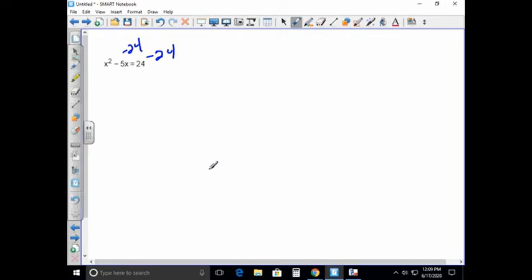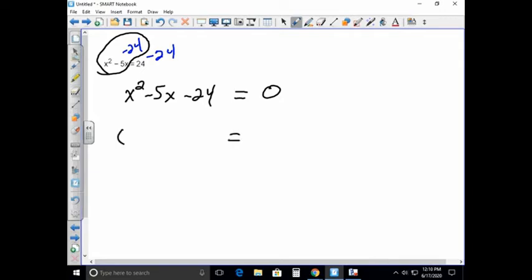So 24 minus 24 cancels, making 0. On the other side, none of those are like terms, so we just put them in descending order. X to the second, x to the first, and then no x's. So now we have a 0 on one side. So we need to get the other side to be a product. So x squared is x times x.